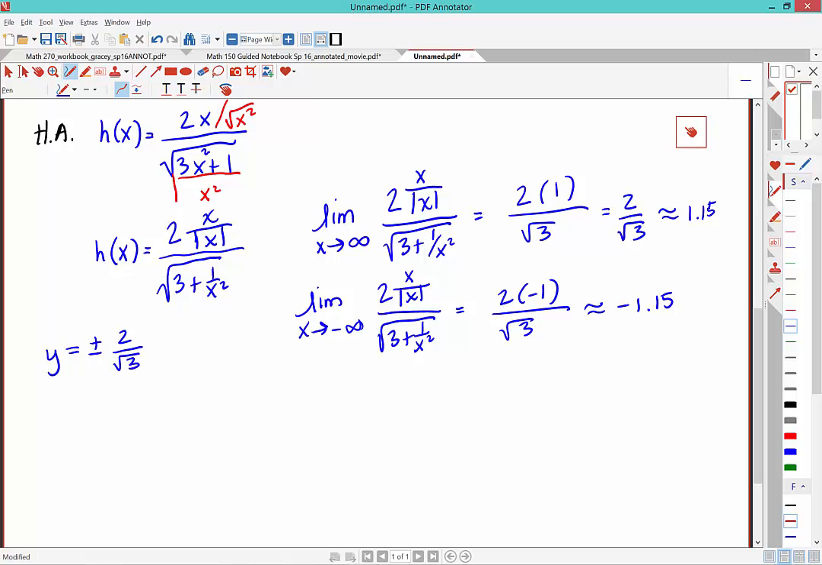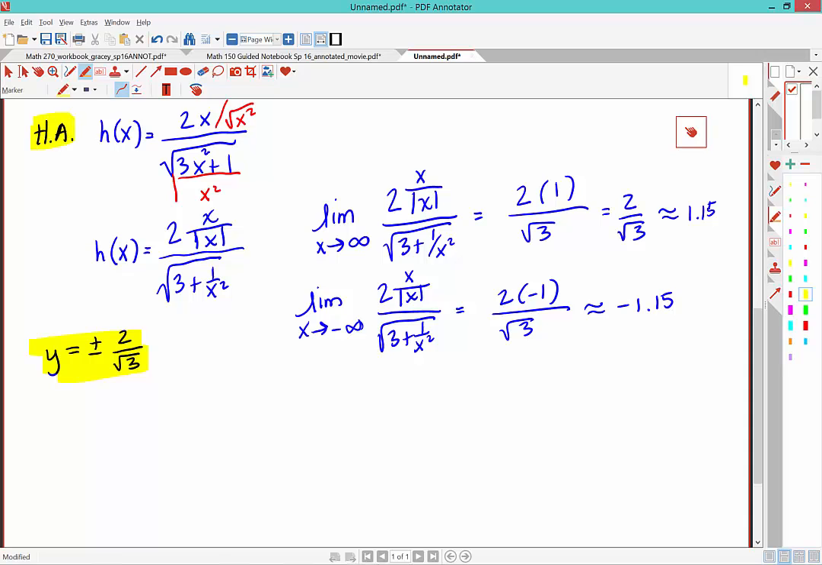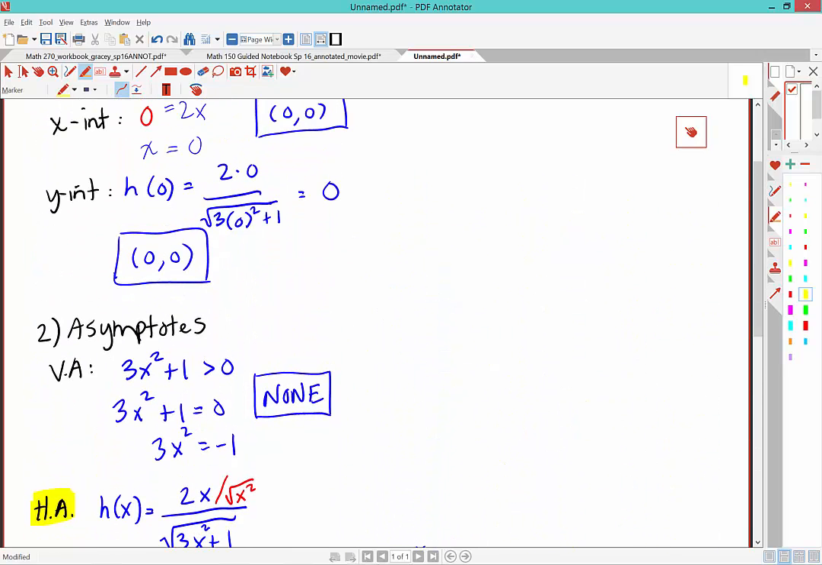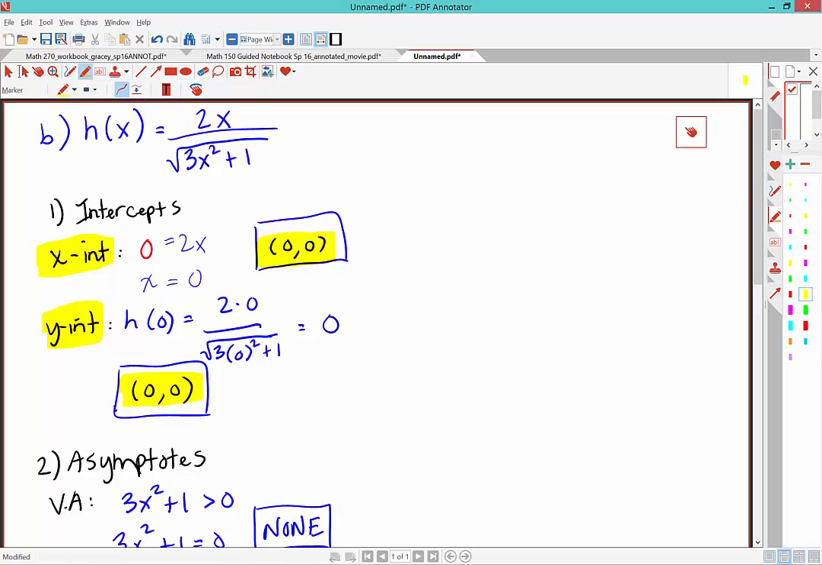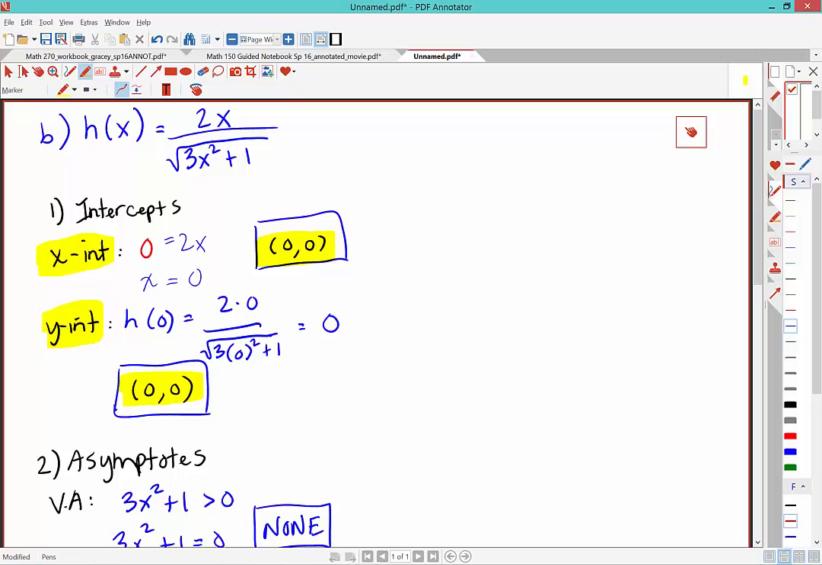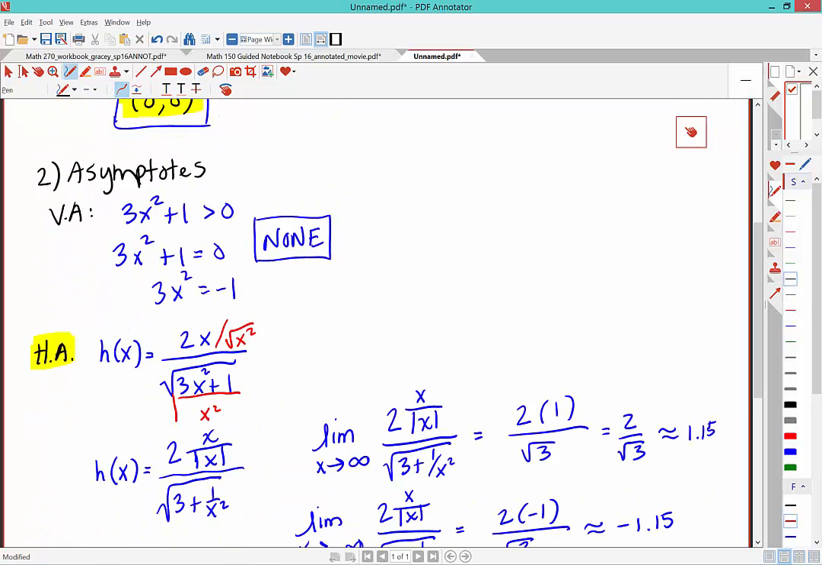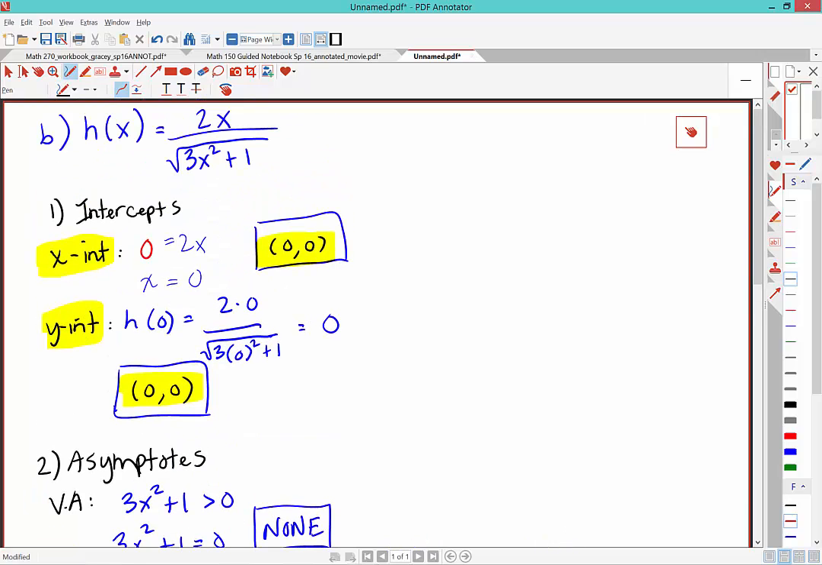Good so far? Awesome. So we've got a horizontal asymptote, don't have a vertical asymptote, and then our intercepts. X-intercept is the same as the y-intercept, which is at 0, 0. Cool. All right, so now let's go ahead and do the first derivative test.